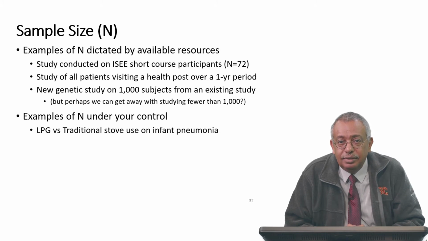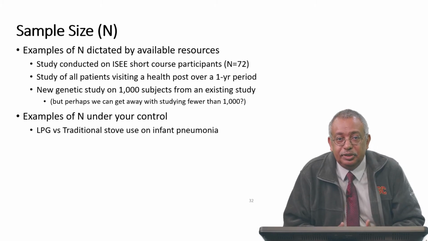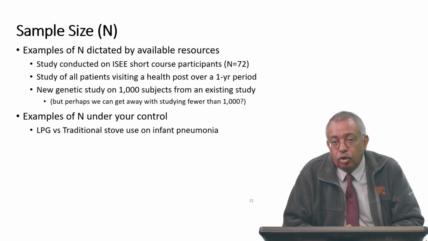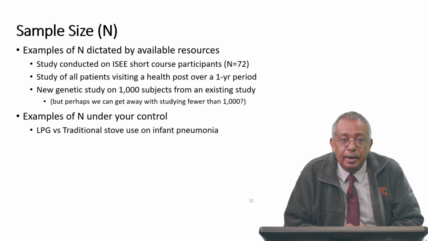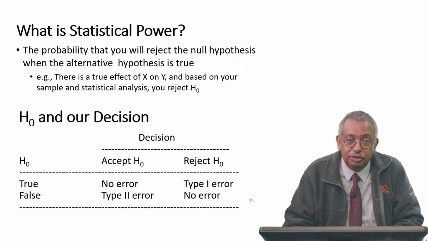So examples of N are dictated by the available resources, of course. In fact, when we were giving this course, there were 72 participants, and that could be something that you can start with and then conduct a study on. Or sometimes you have more control about what the sample size is going to be. Like for instance, when you're conducting an intervention study, depending on how much resources you have, how much time you have, how much money you have, then I think you can have some control over the sample size, but not much, of course.